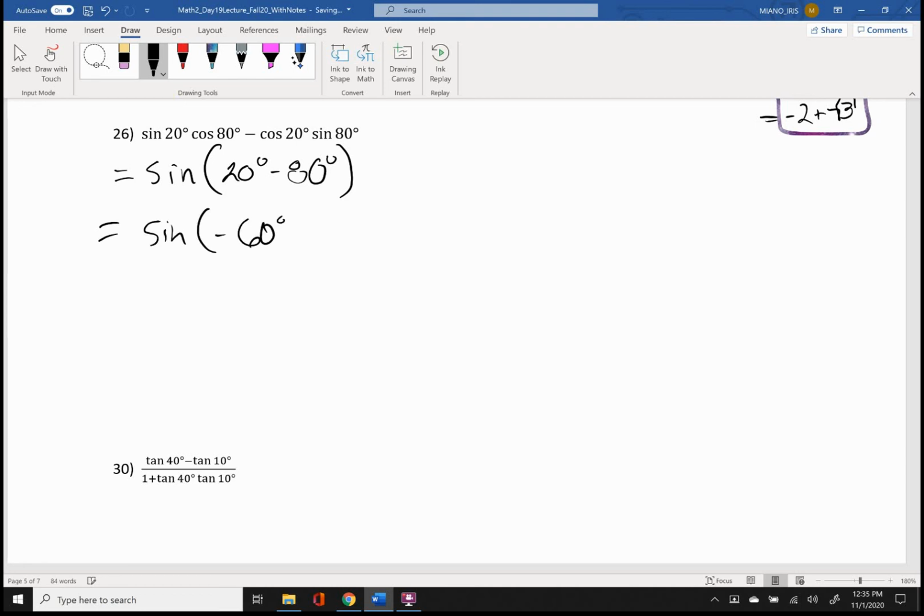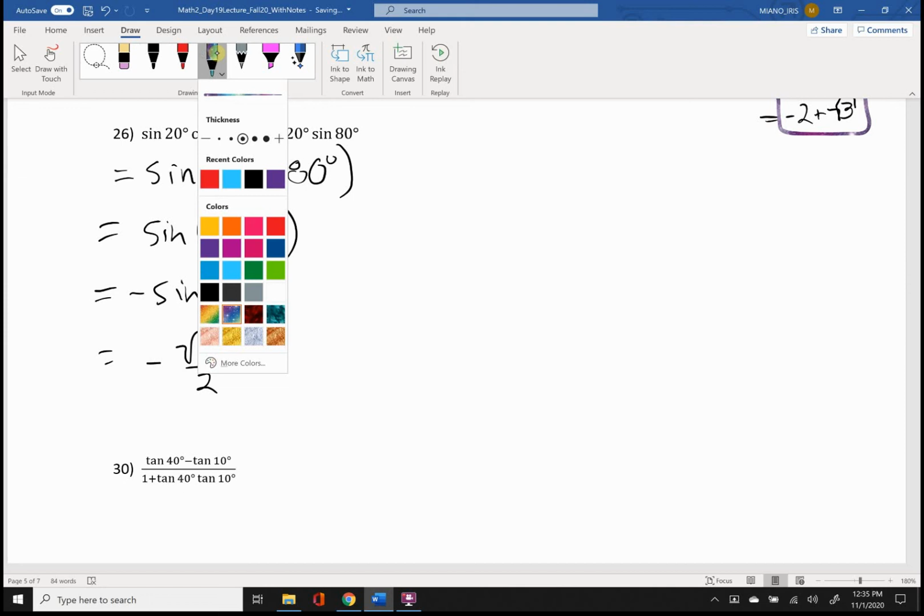Can we have negative degrees? Well, of course we can. And because the sine is an odd function, we could take that negative sign and just bring it out to the front. And we know what the sine of 60 degrees is, right? It is root 3 over 2. But wait, don't forget, it's negative. So slap that negative sign down in front, and you're done with this one. That one was relatively quick and easy.